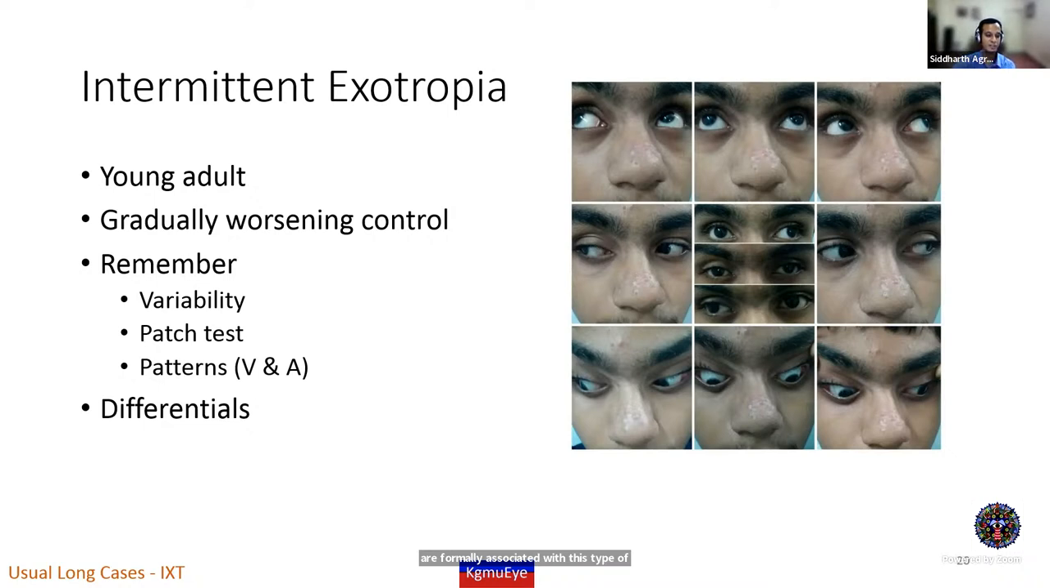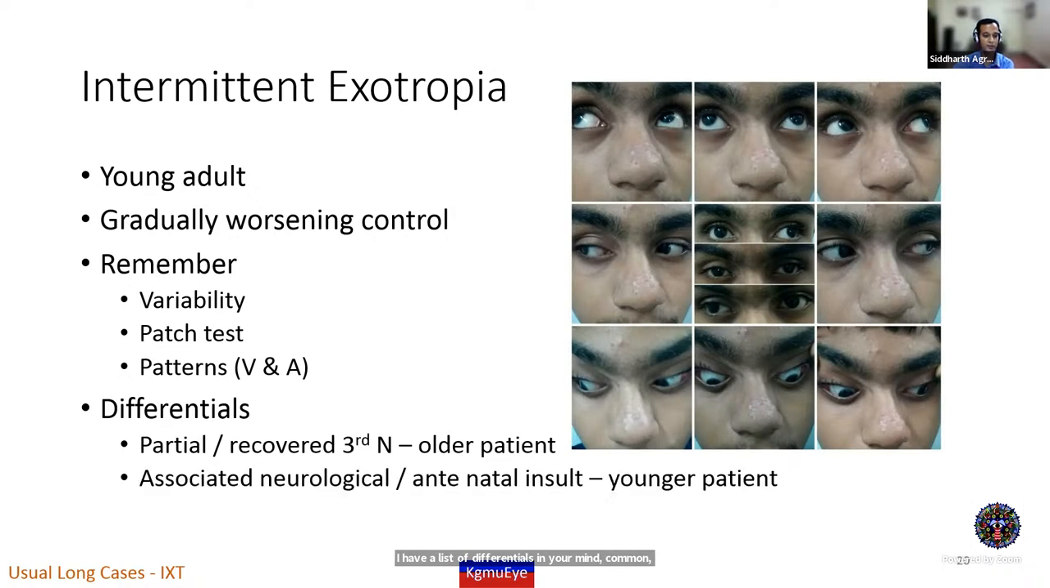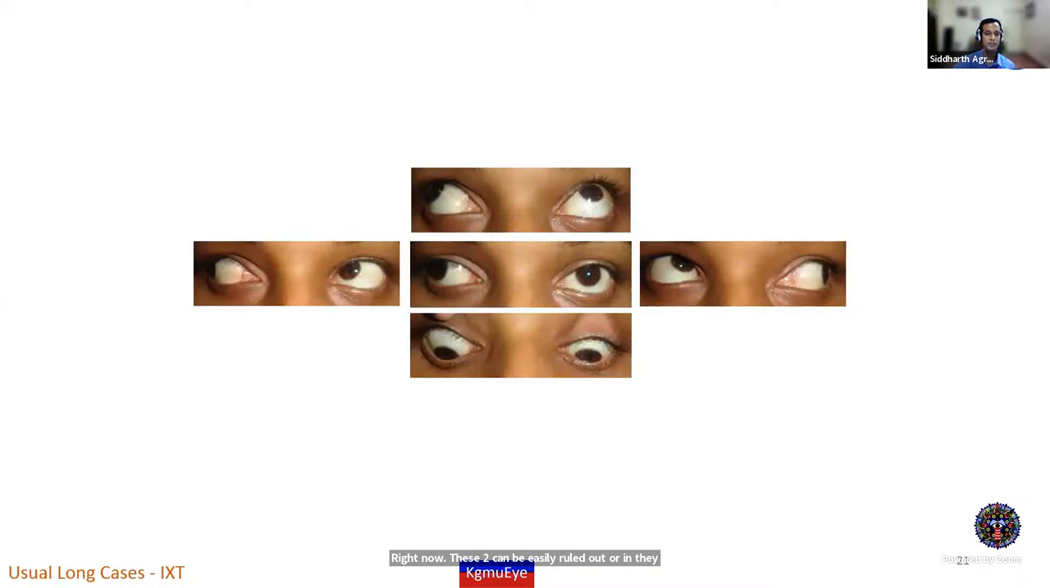Have a list of differentials in your mind. Common ones being, in an older patient, partial or recovered third nerve, and in a younger patient, associated neurological or antenatal insult. Now, these two can be easily ruled out or ruled in with a careful history and a little bit of examination. This slide has been put up here to show you the V pattern exotropia with bilateral overaction of the inferior obliques, which is quite commonly associated with this condition.